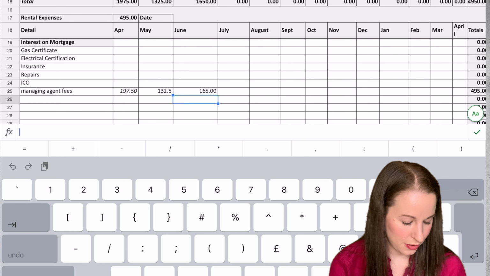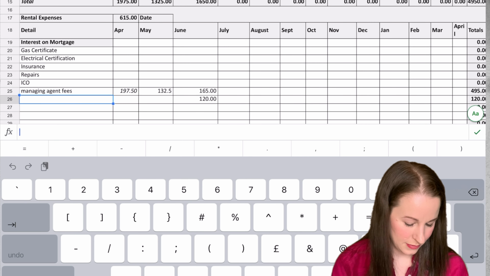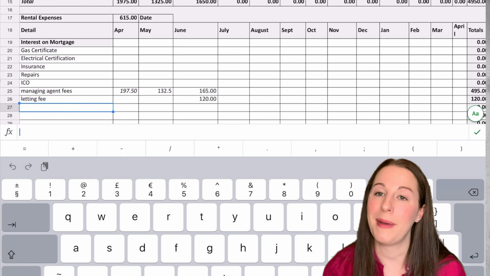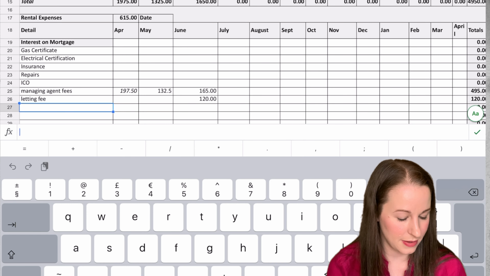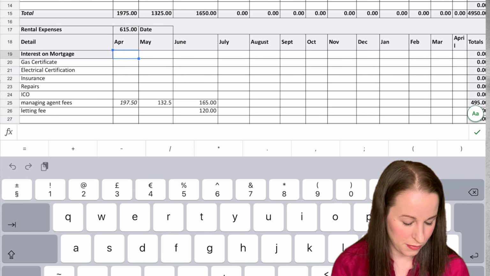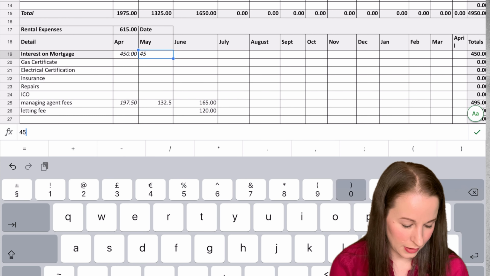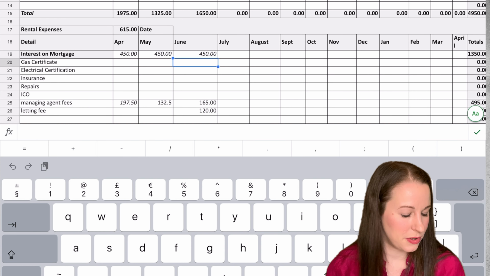But I've also now got, let's go with 120 as a letting fee. So I've now got a letting fee because they've let the room out to a new tenant, and I've had to pay an additional fee on that side of things. Now, I have got a mortgage on this one, so I'm going to put a 450 mortgage in for our 3 months. This one I've not needed an electrical certificate.